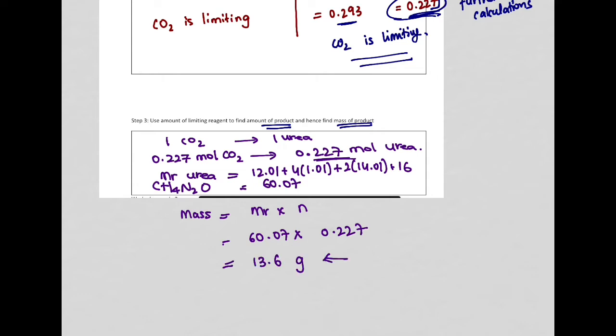So this is the mass of urea, 13.6 grams, and I'm going to give my answer to 3SF, or you can give it to 4SF as well.